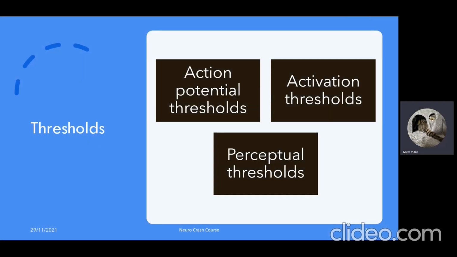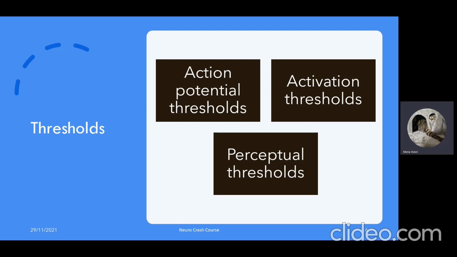So I mentioned the word threshold, and there are 3 key thresholds that we need to know about. You have an action potential threshold, which is the membrane potential at which action potentials are triggered. So this would be the -55 millivolts, and this is a function of the voltage-gated sodium channels and is treated as a constant.